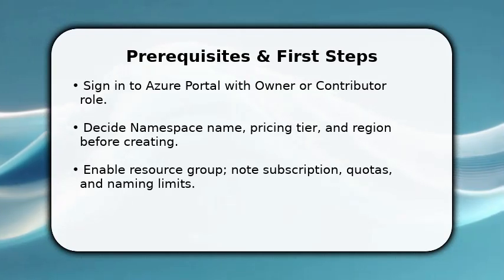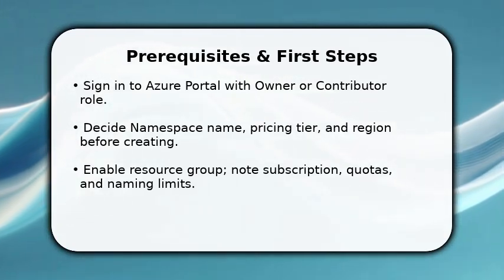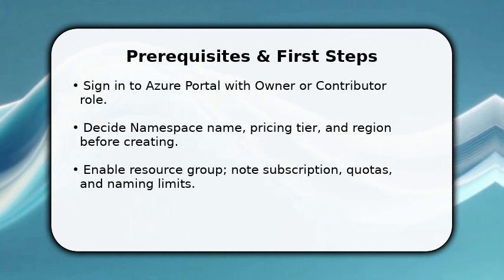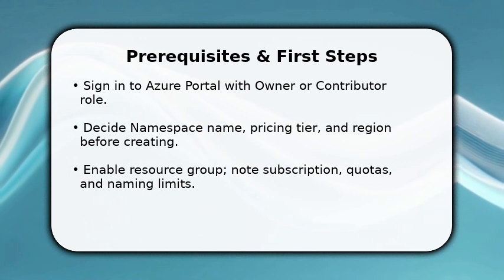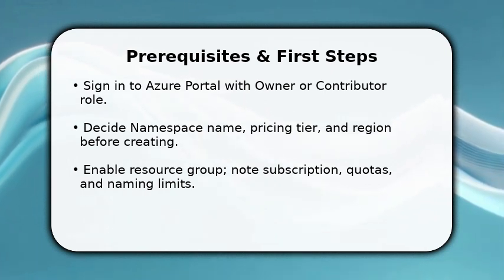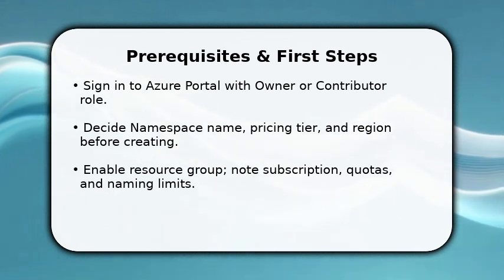You start by confirming prerequisites, an Azure subscription and the correct role. Once signed in, pick a namespace name and pricing tier. This determines features and cost. Create or choose a resource group in the target region so latency and compliance match your needs. Make sure quotas allow the namespace size you plan to use.